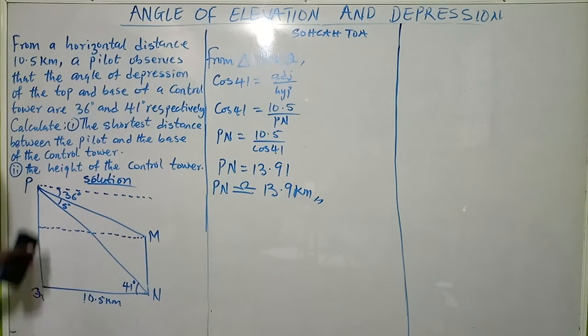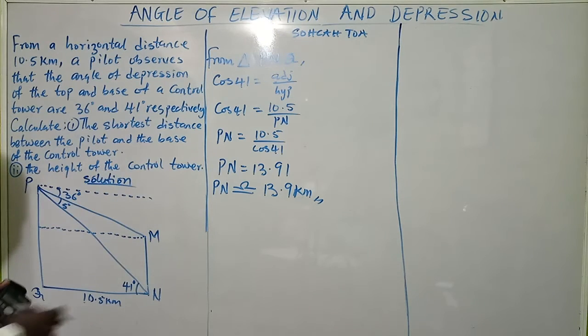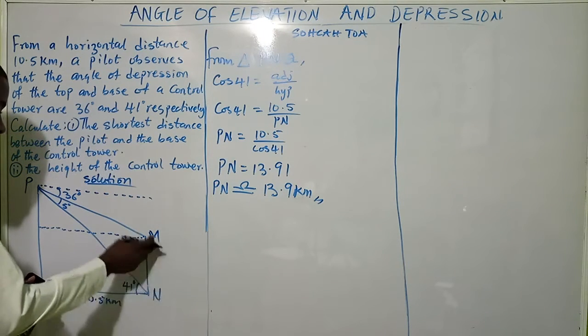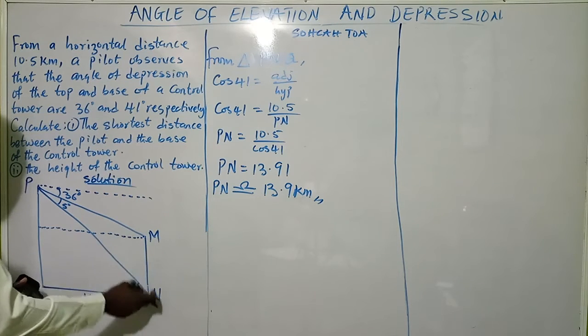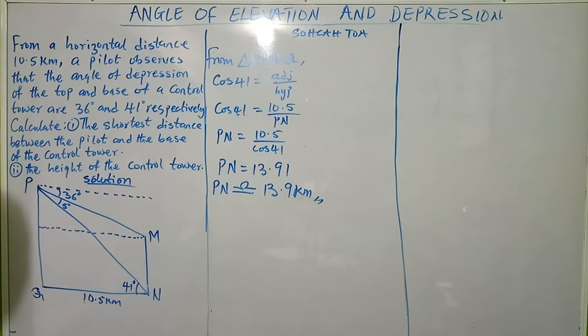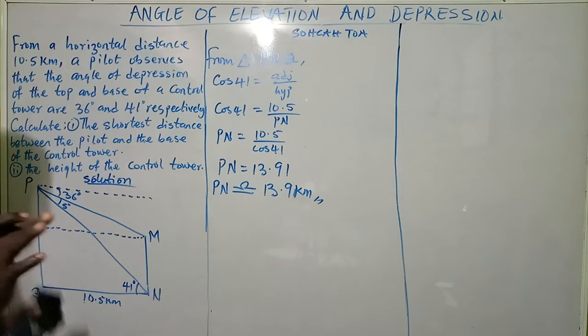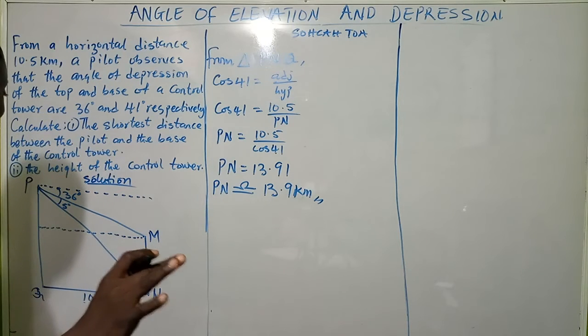Now the question went further and said I should find the height of the control tower. That is MN, the height of the control tower, that we should find. So how are we going to look for this? What will I do now? We know this to be 10.5. Now we are looking for this. Don't worry, it's not difficult. It's very, very simple.